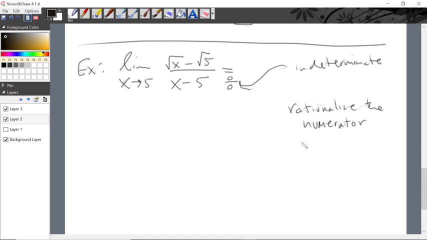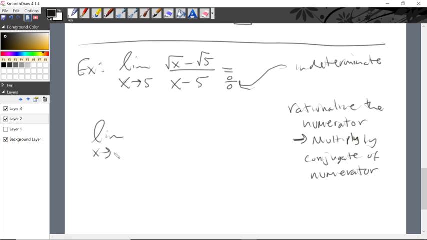And that can be done by multiplying by the conjugate. So multiply by the conjugate of the numerator. The conjugate of the square root of x minus the square root of 5 would be the square root of x plus the square root of 5. So the limit as x goes to 5 of the square root of x minus the square root of 5 times the square root of x plus the square root of 5.